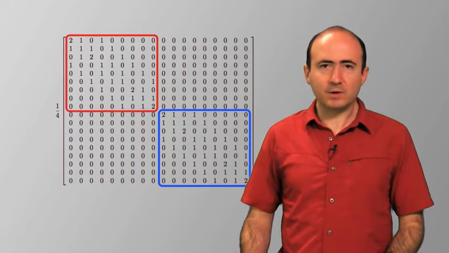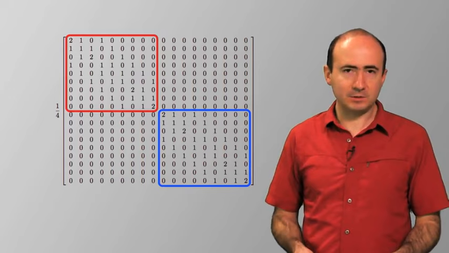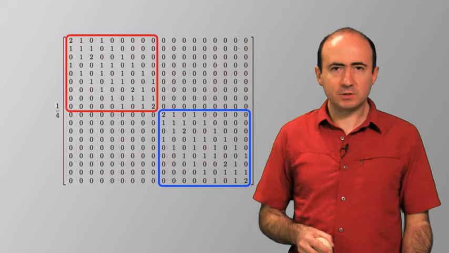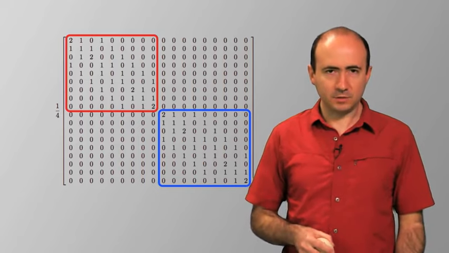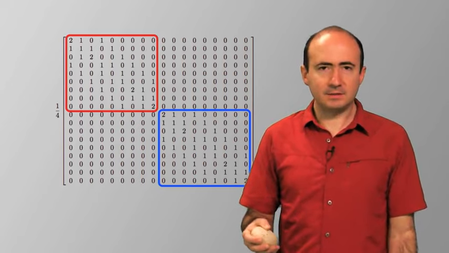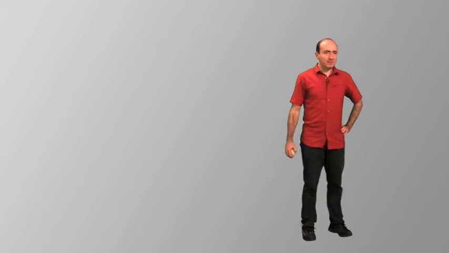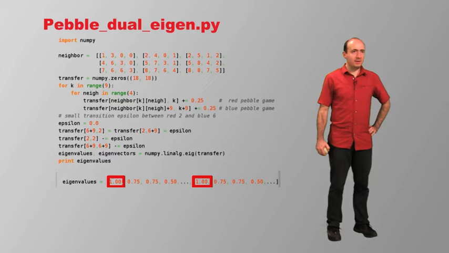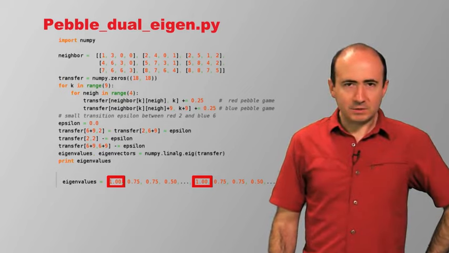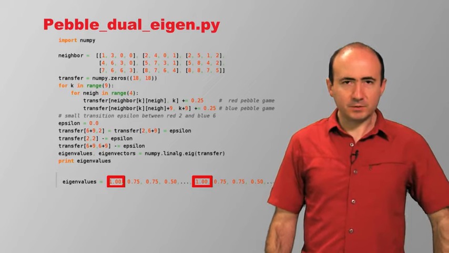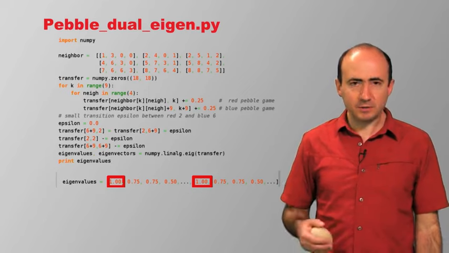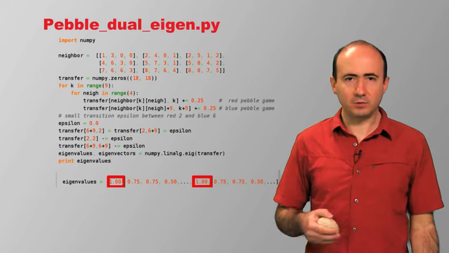In fact, we are in an annoying and physically unacceptable situation where the outcome of the simulation depends on the starting configuration, even at infinite times. We are also in a mathematically annoying situation because the transfer matrix of our dual pebble game has two eigenvalues 1. This is described in the program pebble dual eigen.py. Mathematicians describe this situation that we must avoid as stemming from the reducibility of the transfer matrix of our dual game.